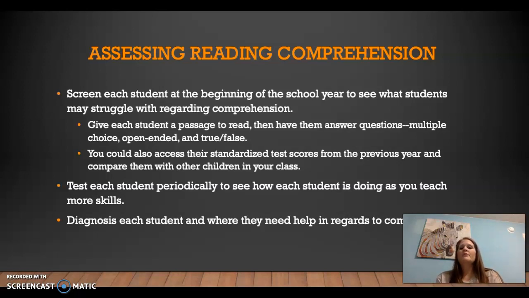You can also access their standardized tests from the previous year, compare them with other children in your class, and see if they're where they're supposed to be when it comes to reading and reading comprehension on those standardized tests. Then continue to test your students periodically to see how they're doing as you teach more skills throughout the year. Diagnose each student and where they need help in regards to comprehension. It's going to be hard to do, but it's just a case-by-case thing.